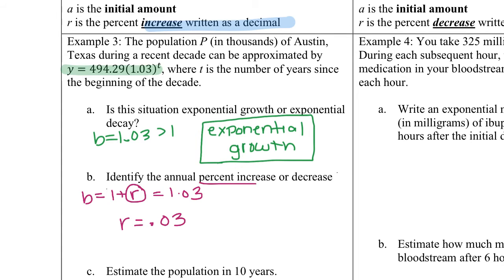But it wants a percent increase. So we're going to have to change this r back to a percent, which means moving this decimal place 2 times to the right. So the percent increase was 3% increase.